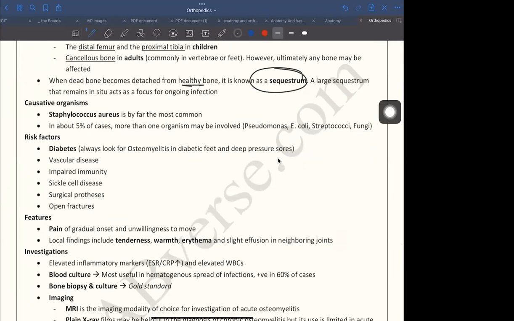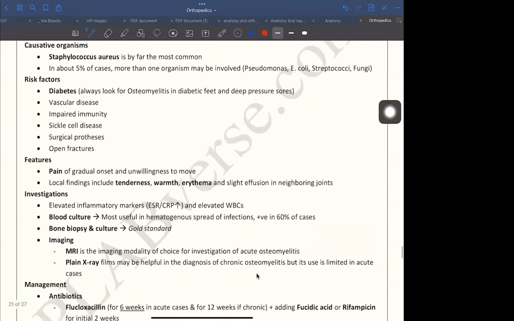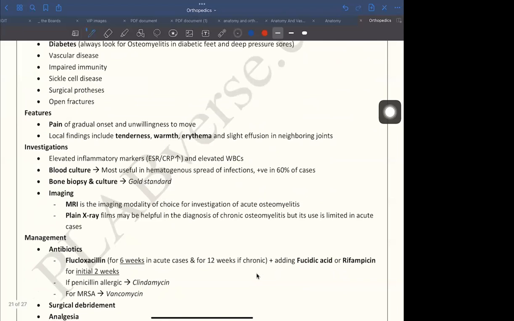There are some risk factors, which include having tissue that cannot fight against bacteria: diabetes, due to deposition of glucose and decreased blood supply, or impaired immunity, or sickle cell disease, surgical prosthesis, and open fractures as well. All of these are risk factors for osteomyelitis.